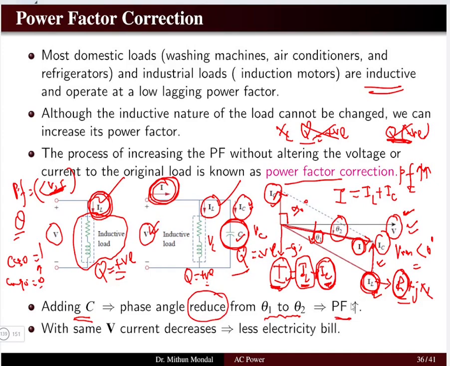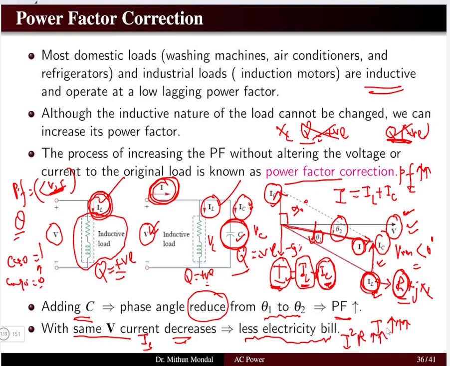So power factor is increased without touching the voltage, without touching the current of the load. With the same voltage, the current decreases, which means the net supply current decreases. So you will have a lower electricity bill, because if the power factor is poor, the current drawn by the system will be more. If the current drawn is more, then the I square R loss will be more and you will have a higher electricity bill.